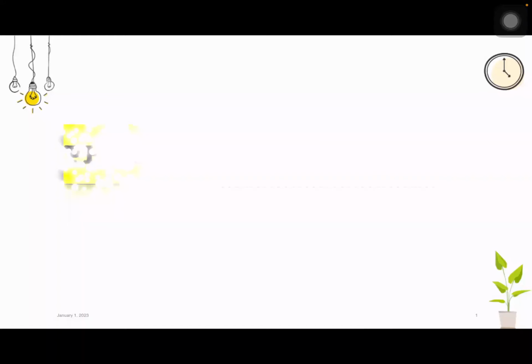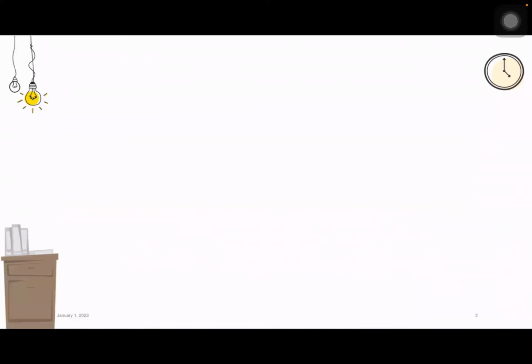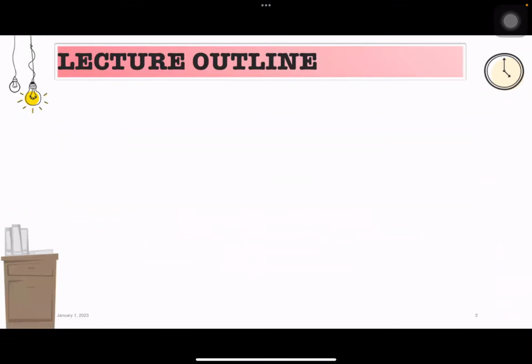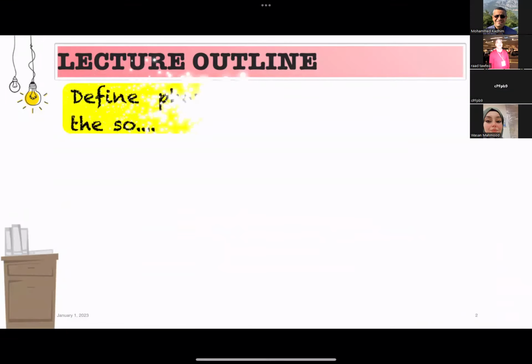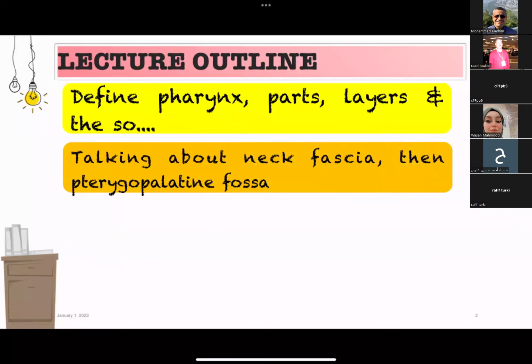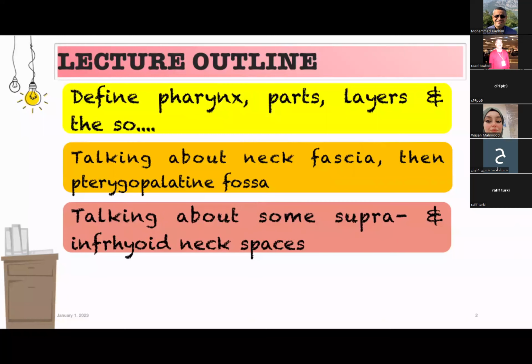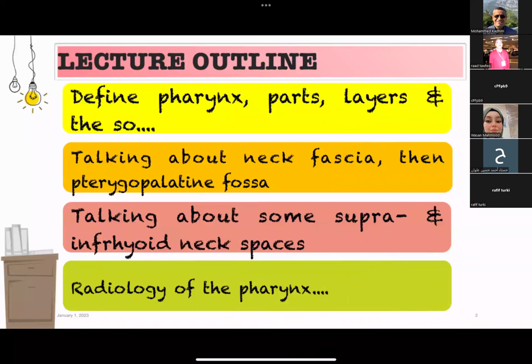Lecture today is about pharynx and spaces. So, starting the outline, we will have the pharynx, its parts, and pharyngeal wall layers. Then we will have a brief talk about neck fascia because they are relevant for the anatomy of neck spaces, then pterygopalatine fossa. Then we'll have some details about some supra and infrahyoid neck spaces. And finally, radiology of the pharynx.